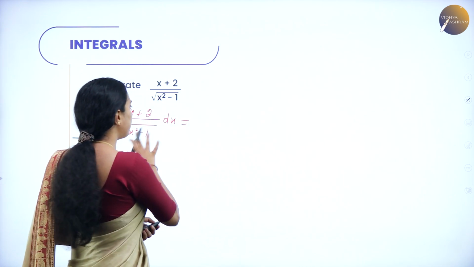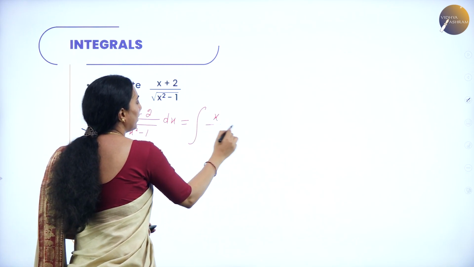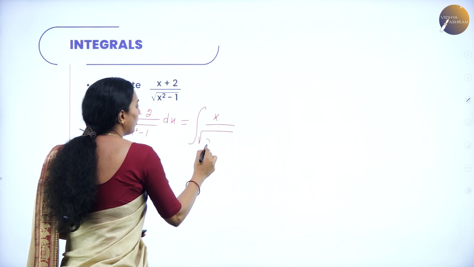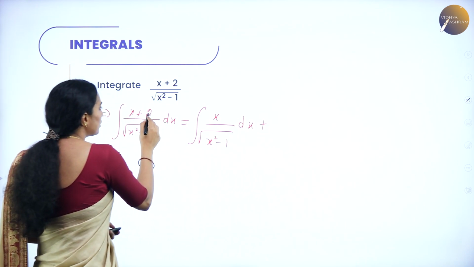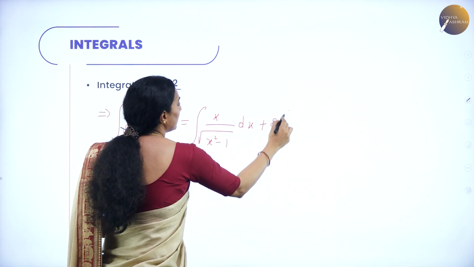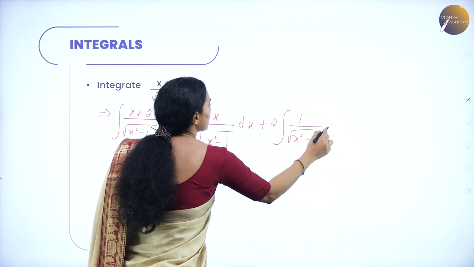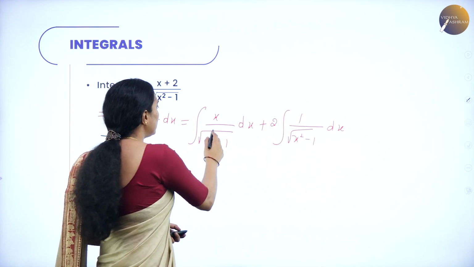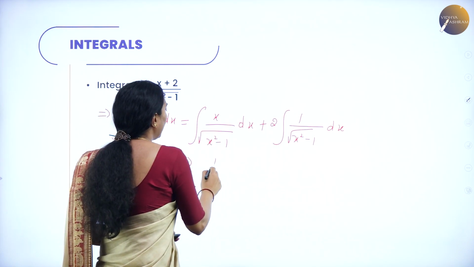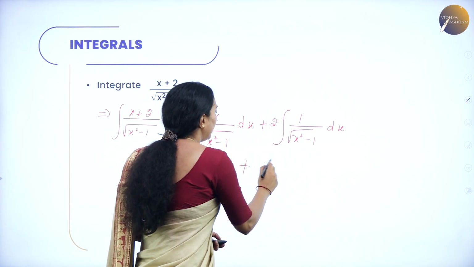Now here I am splitting this one. How am I going to split? See here: integral of x divided by under the root of x squared minus 1 into dx, plus, since this 2 is there, I am going to take it outside the integral, 1 divided by under the root of x squared minus 1 into dx. Now you can observe, dear students, I can take the first one as I1 and the second one as I2.